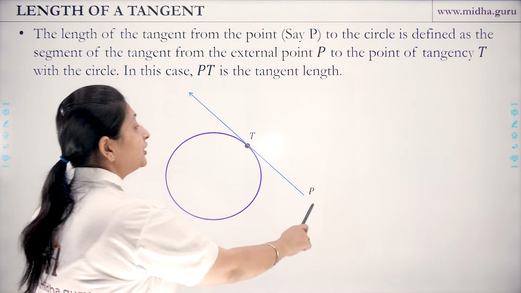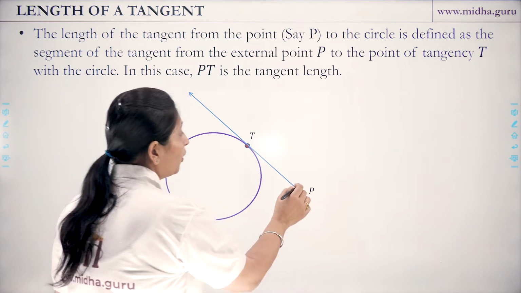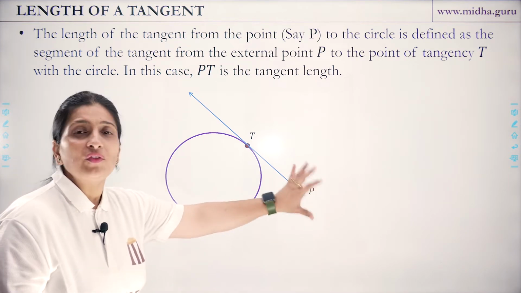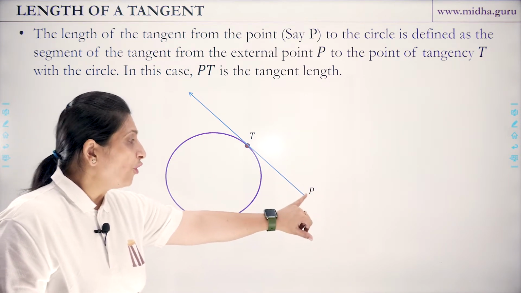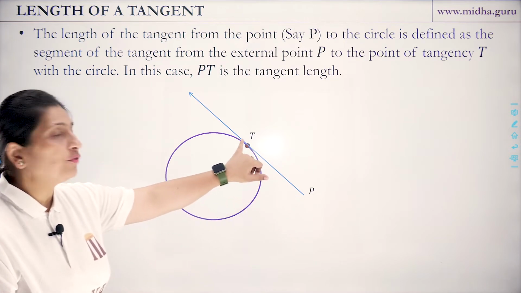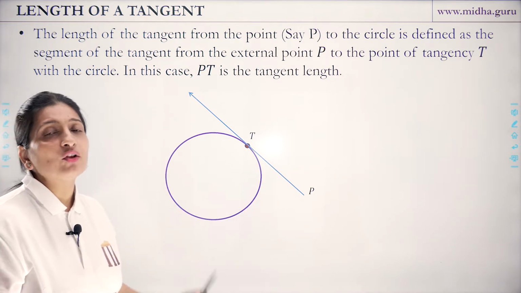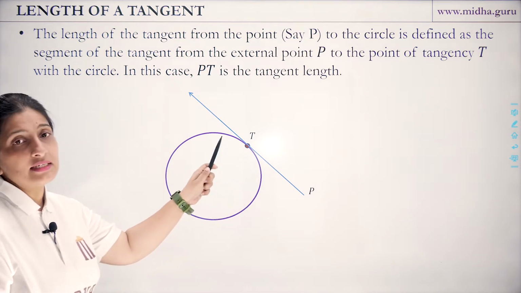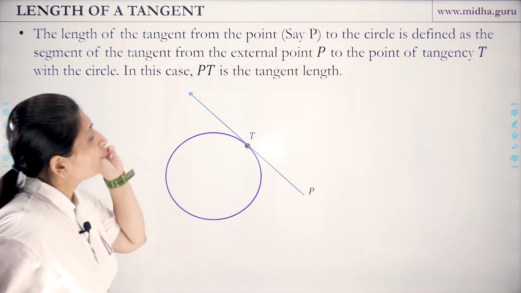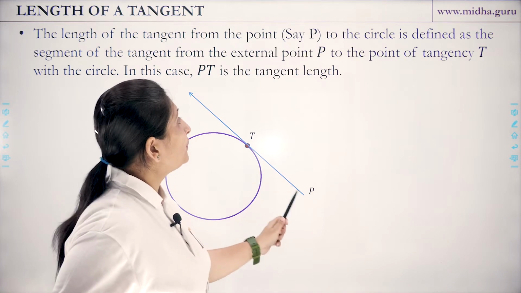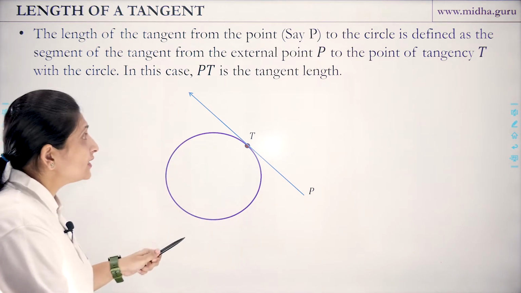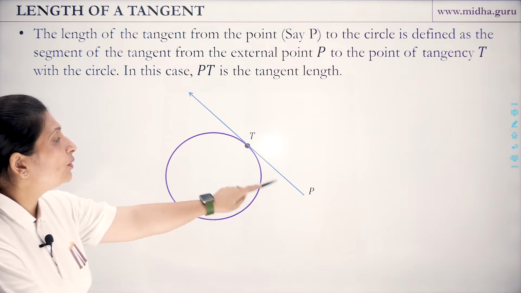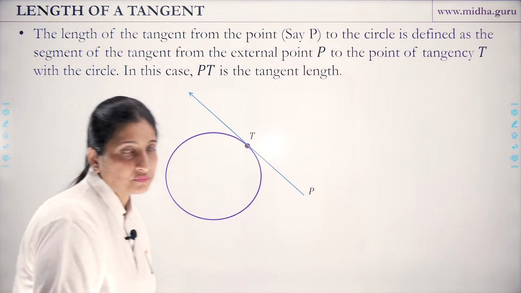On the tangent, if we take any point, suppose we are taking P, the length of the tangent will be from that point to the point of tangency. This is the length of the tangent. In this case, the length of the tangent will be PT. So the length of the tangent from the point P to the circle can be defined as the segment of the tangent from the external point to the point of tangency.